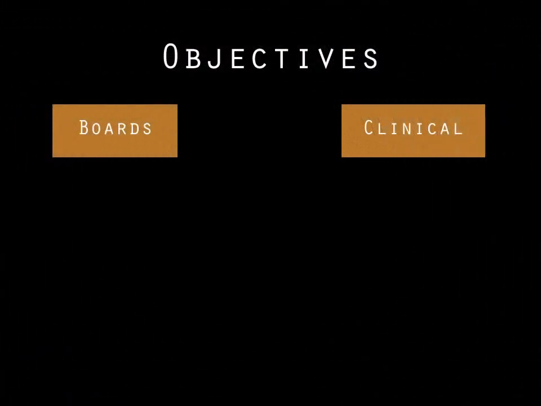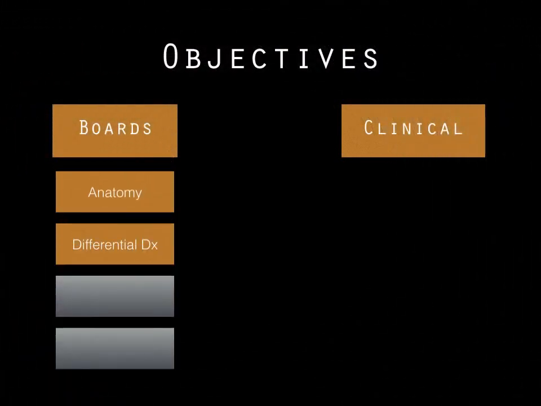Today we're going to talk about dizziness. There's a few quick objectives I think we need to go over. Number one, we're going to try to get you ready for boards. And really, the only things I think that are relevant here are going to be the relevant anatomy, both peripheral and central, and then a good basic differential diagnosis for the dizzy patient.